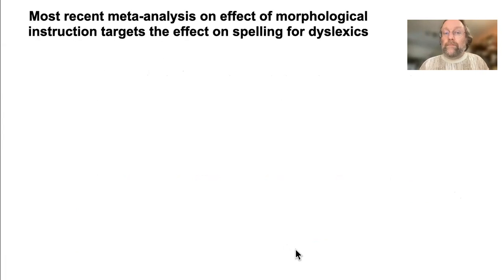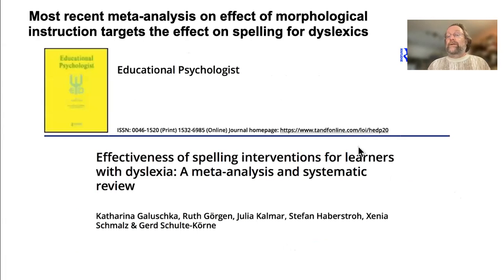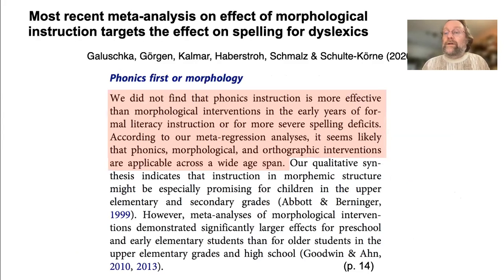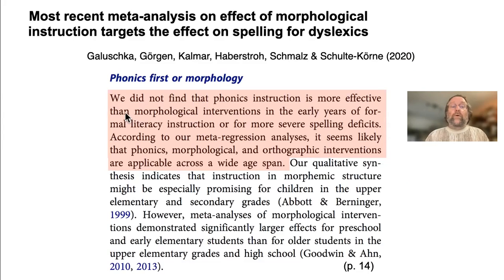There's one more recent morphological intervention meta-analysis that I know of that targeted the effect on spelling for dyslexics. You can see that article here in Educational Psychologist, and I'll just report some of their findings. Here's an example. This title I find problematic: phonics first or morphology. Obviously, the implication is or morphology first, but that's not the message. It's morphology at the start.